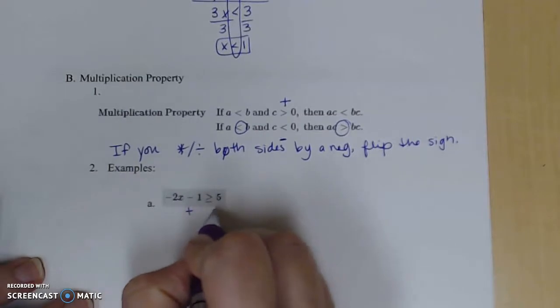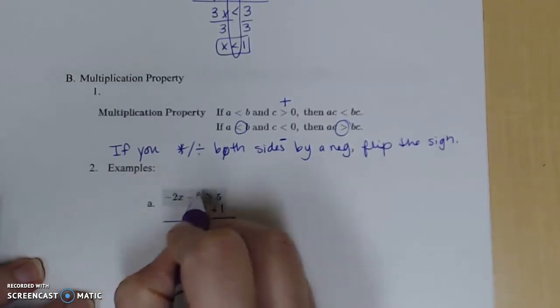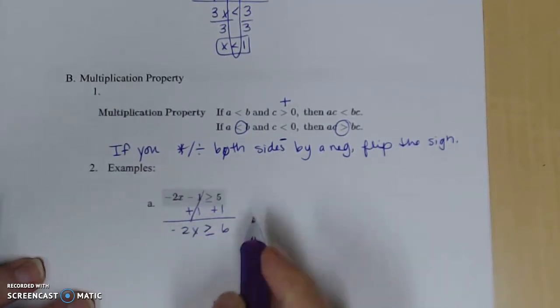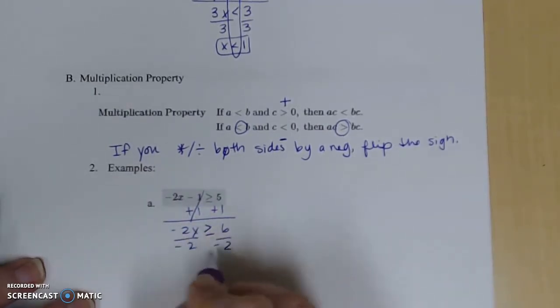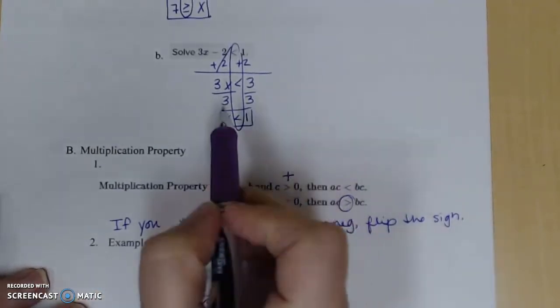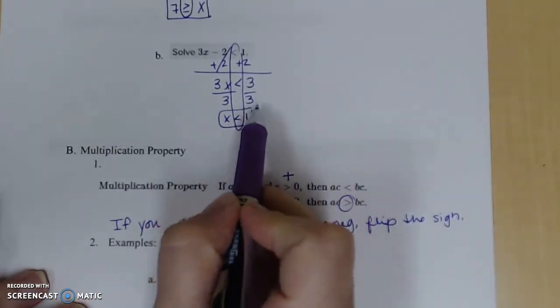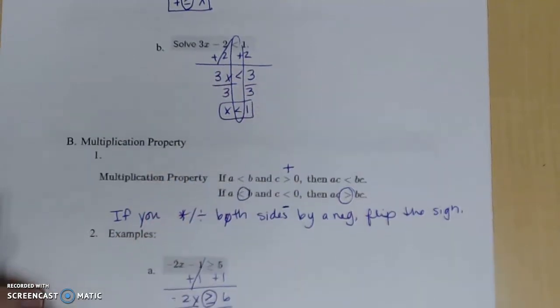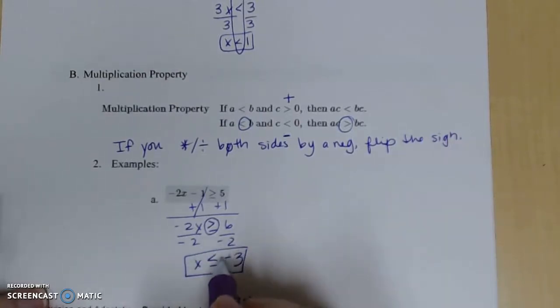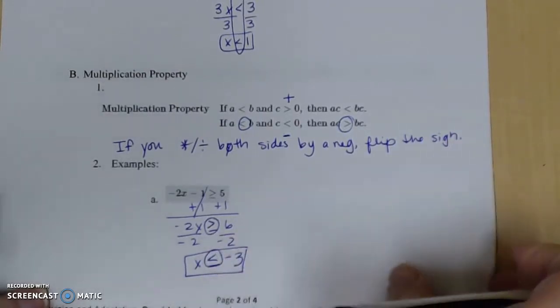So notice, I'm going to add 1, like no big deal. I get negative 2x greater than or equal to 6. I only add it. But now I'm dividing both sides by a negative, so I would get x, and this sign needs to flip the other direction, negative 3. So this would be my answer. You'll notice up in this one, yes, I did divide by 3 in this example, but it was not a negative, so my sign remained the same. If you multiply or divide both sides by a negative, then you can see the inequality needs to face the other direction.